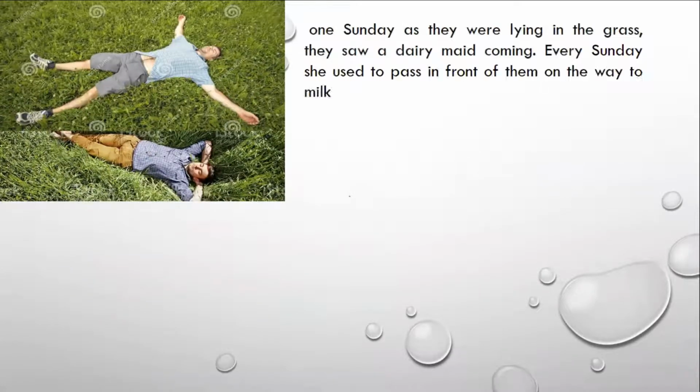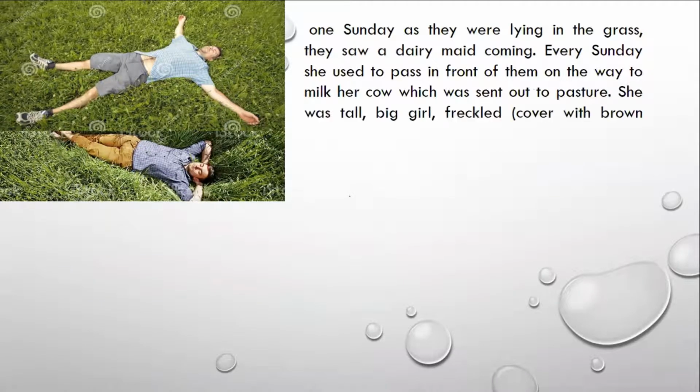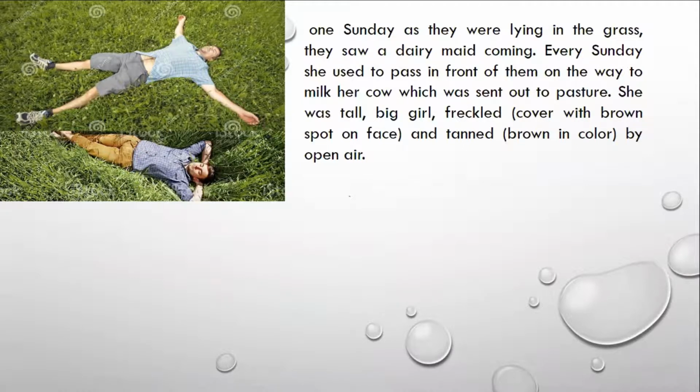One Sunday, as they were lying on the grass, they saw a dairymaid coming. Every Sunday, she used to pass in front of them on the way to milk her cow, which was sent out to pasture. She was a tall, big girl, freckled, meaning covered with brown spots on her face, and tanned, brown in color by the open air.